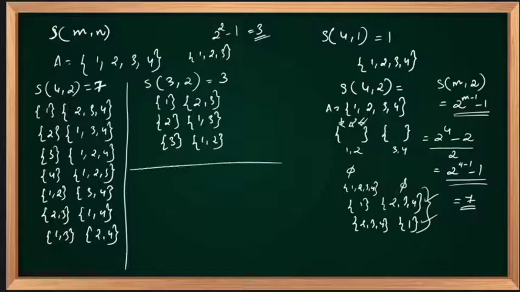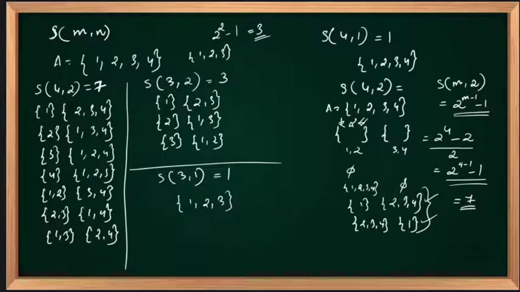Let me compute one more thing, that is S of 3 comma 1. S of 3 comma 1 will be equal to 1, because you have three elements and you want just one partition, right? So let me write that partition here. That will be {1, 2, 3}.